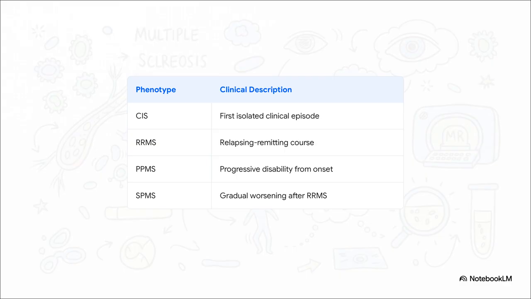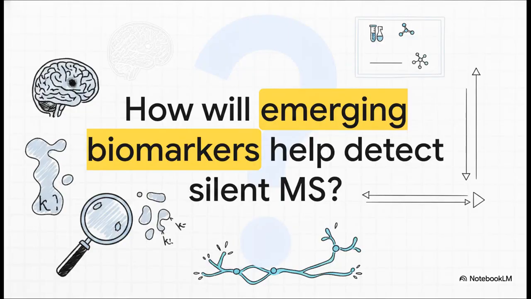To wrap up our investigation today, I want to leave you with a provocative thought. We've just seen how diagnostic criteria are actively evolving, especially with the 2024 inclusion of kappa-free light chains. As our forensic tools become sharper and more sophisticated, how will these emerging biomarkers continue to reshape our ability to detect silent, subclinical MS even earlier? If we catch the inflammation at its absolute inception, could we eventually intervene before that very first permanent black hole even has a chance to form? It's a really exciting frontier in neurology.